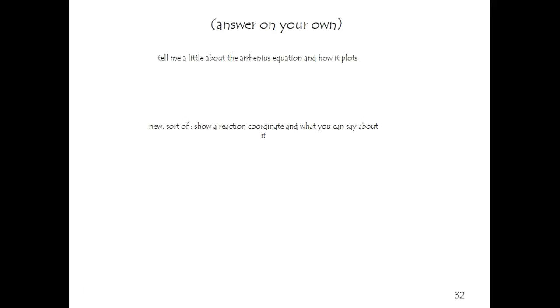Tell me a little bit about the Arrhenius equation and how it plots. Also tell me about what exactly do we need to know for AP chemistry about the Arrhenius equation. Now sort of, show a reaction coordinate and what you can say about it. Here's some other little ones. Tell me about reaction mechanisms. Which is the step that really matters? What can you do with it?